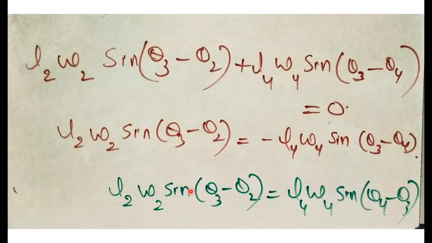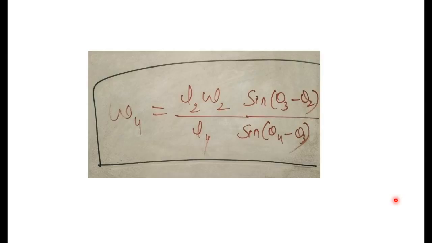Okay. So write omega 4 equal to, take all the coefficients to the other side. What we will get? Omega 4 equal to L2 omega 2 divided by L4 into sine theta 3 minus theta 2 divided by sine theta 4 minus theta 3. So this will be your final expression. Omega 4, or our output velocity, equal to input velocity omega 2 into L2 by L4 into sine of theta 3 minus theta 2 divided by sine of theta 4 minus theta 3. Okay. Put this in a box. This is your final expression.